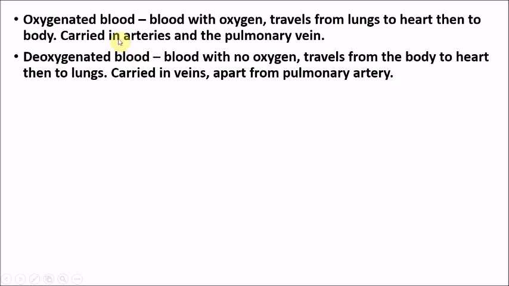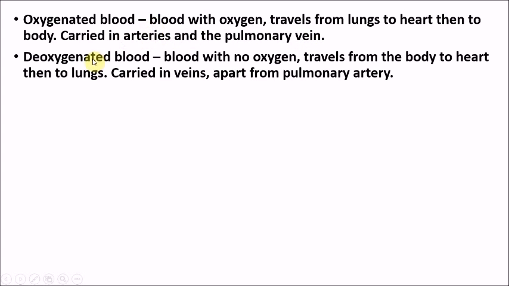Now, oxygenated blood, again, is just blood with oxygen. It travels from the lungs to the heart, then to the body, because we need the oxygenated blood for respiration. It's carried in arteries and the pulmonary vein. What I mean by that is oxygenated blood is always carried in arteries because the arteries go to the body. But the pulmonary vein comes from the lungs, so that is the only exception. The pulmonary vein is the only exception, and that carries oxygen to the heart to be pumped then into the arteries to the body.